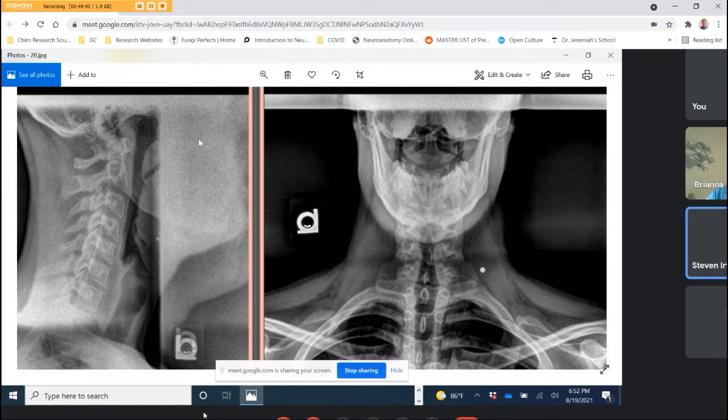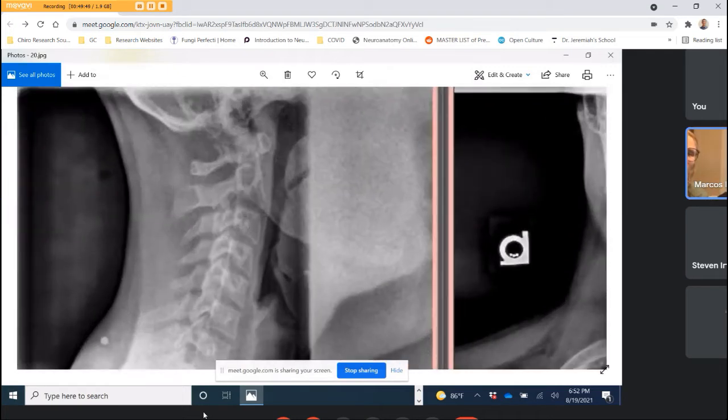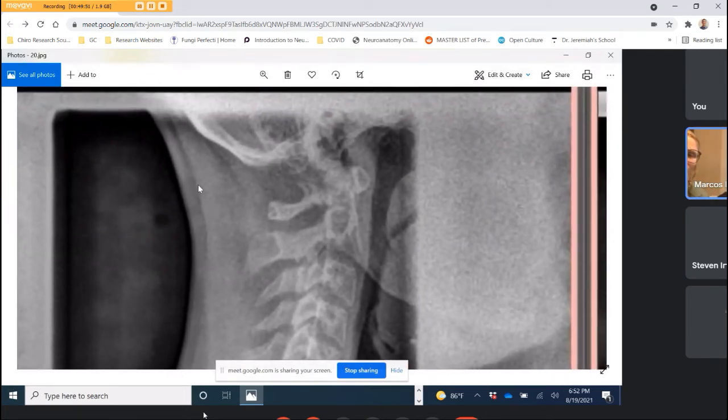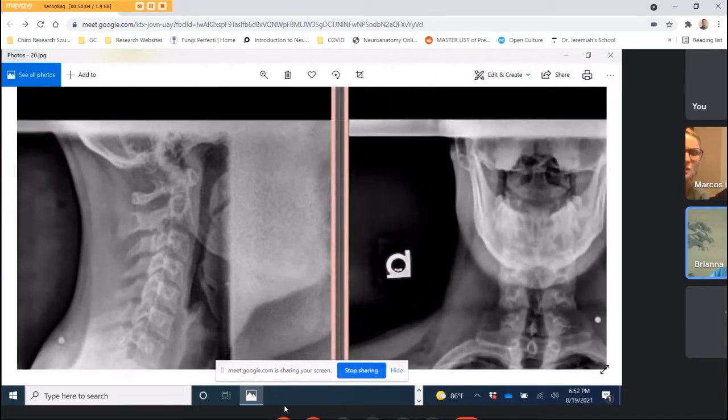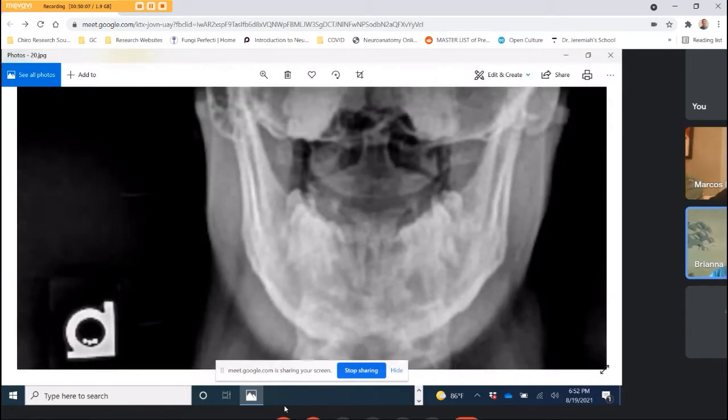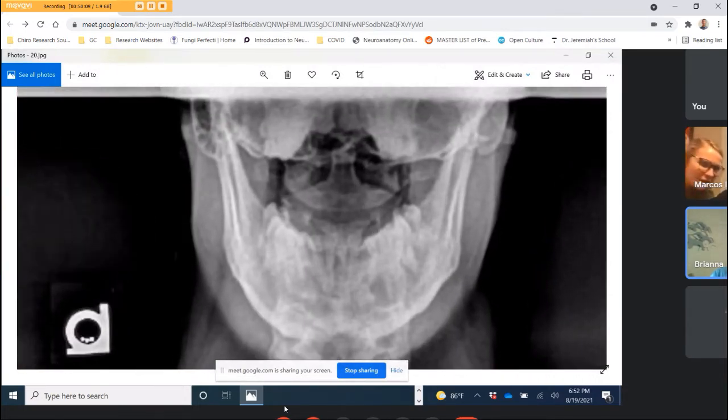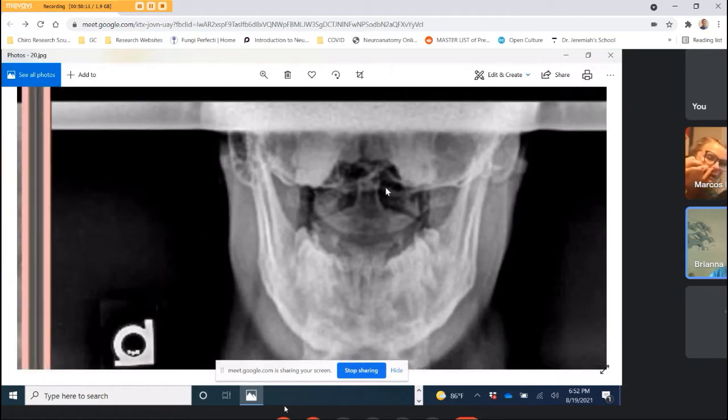Doc, do you think there's an increased space between C1 and C0? This distance? Well, I can see the mastoid there. I think it looks all right. We see anything funny on the A to P up there? All right.